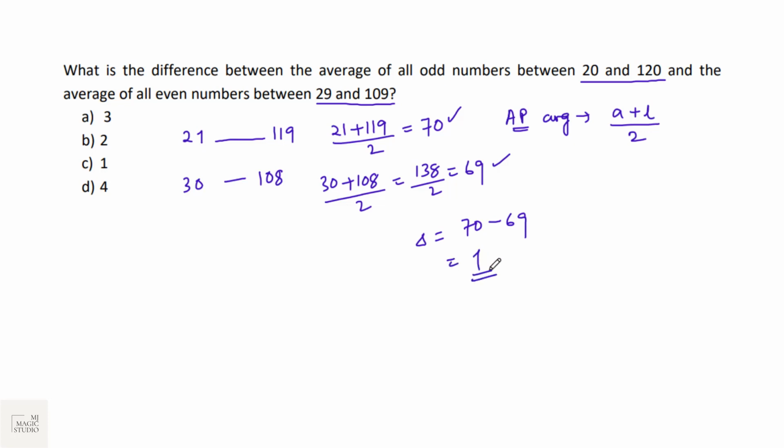That is 1. No need to frame the entire series, find the total and divide by the number of numbers in that series. Not required. If it is an AP series, the average is simply first term plus last term divided by 2.